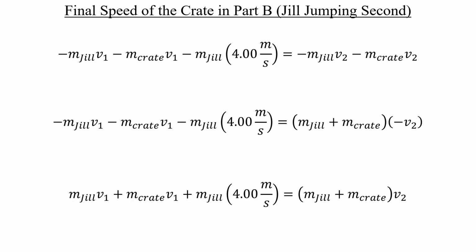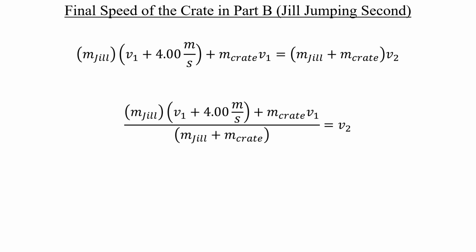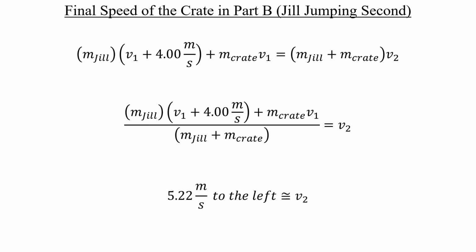Let's also factor out Jill's mass from the first and third terms on the left-hand side. Now all that's left is to divide both sides by the sum of the masses of Jill and the crate from the right-hand side. When you plug in the numbers, you should get the same answer that I did for part B, which is 5.22 meters per second to the left. And that's our answer to part B.